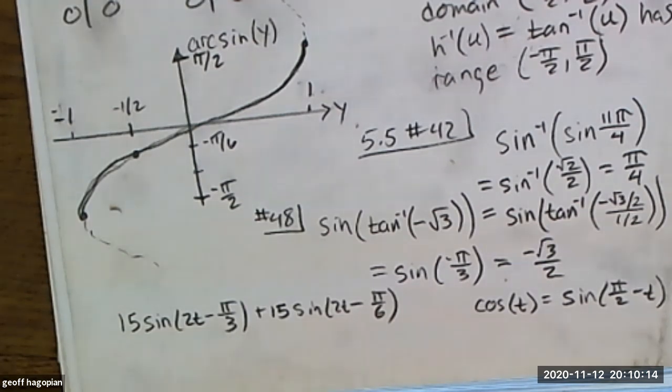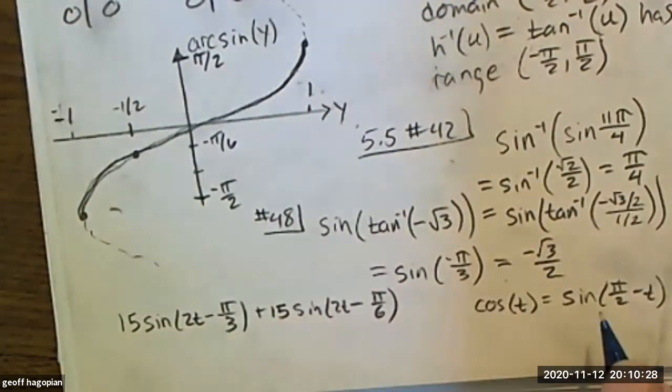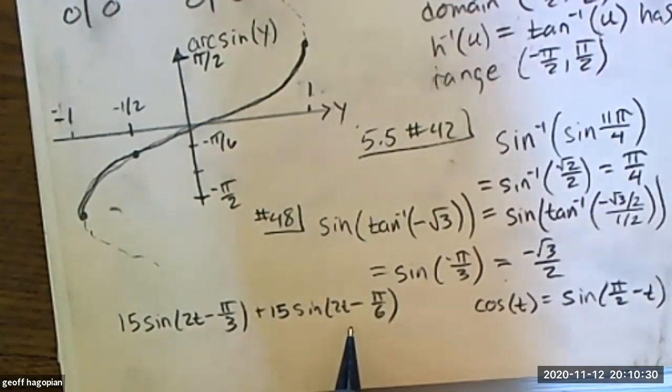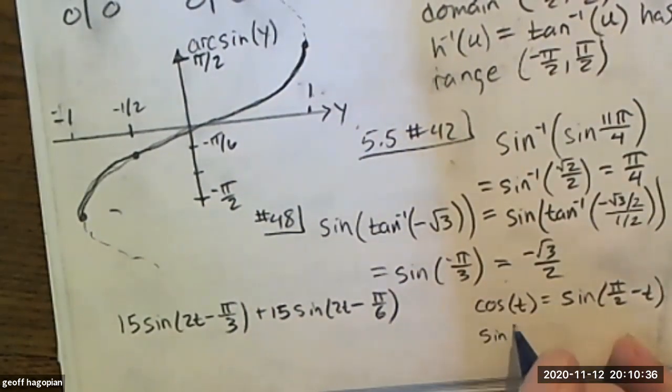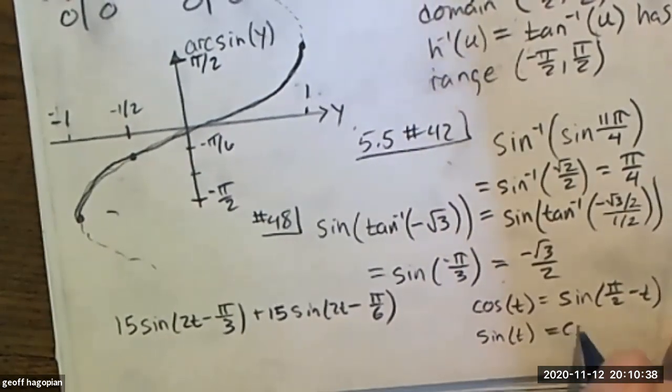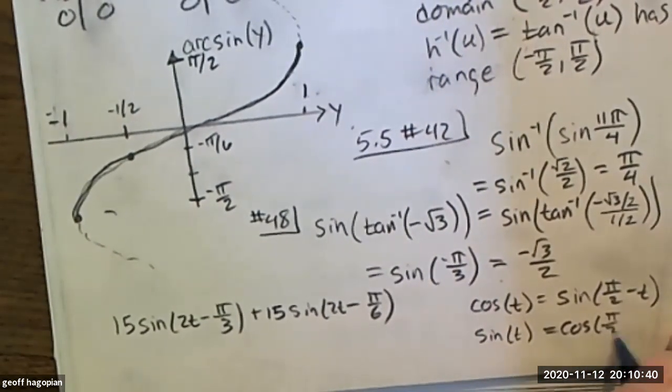I think that's true. Sine. Yeah. Right. That is true. So will that help us here? If I have a factor of pi over 2 in here, we can also say the sine of t is equal to the cosine of pi over 2 minus t, right?